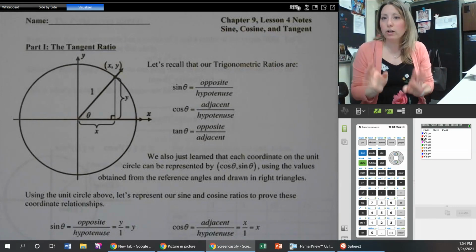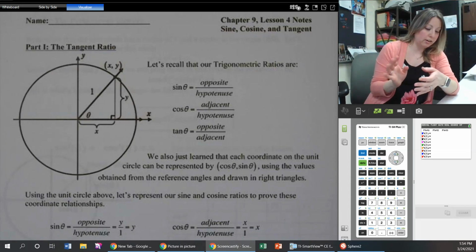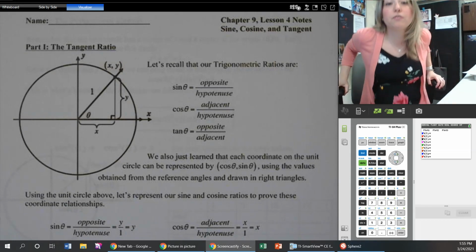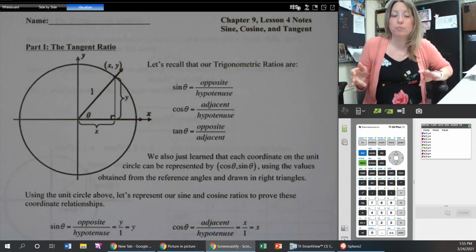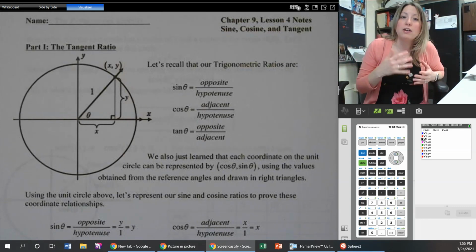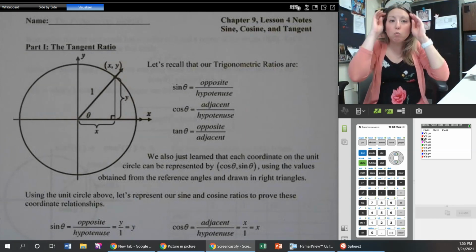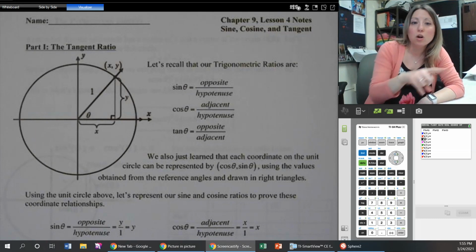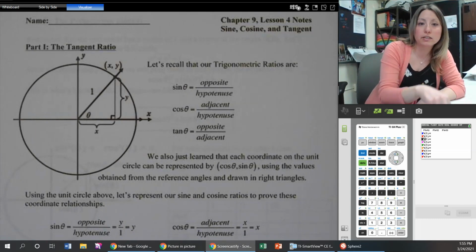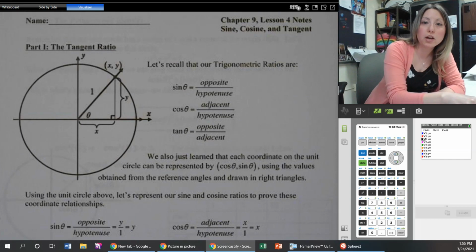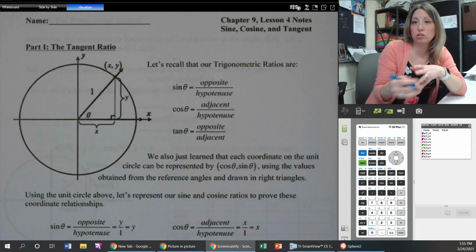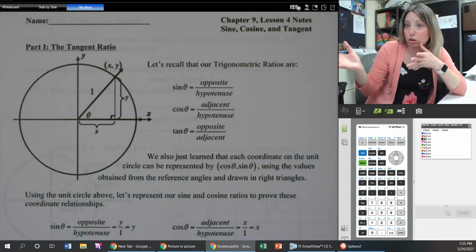Now, we already know that our trig ratios are sine of theta is opposite over hypotenuse, cosine of theta is adjacent over hypotenuse, and tangent of theta is opposite over adjacent. And we also just learned that in the unit circle, our coordinate points along the circle are actually equal to cosine of our angle and sine of our angle, as cosine is our x coordinate, sine is our y coordinate. And we had just talked about that in the previous lesson before our quiz.